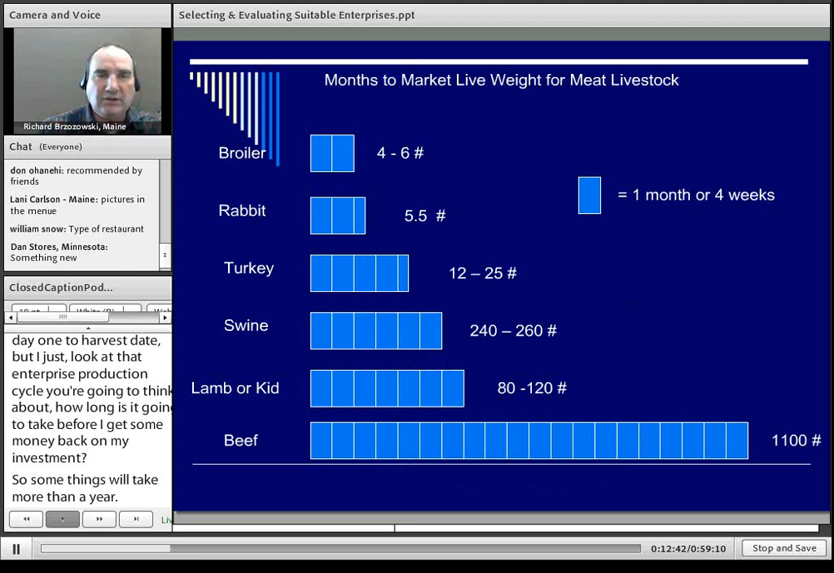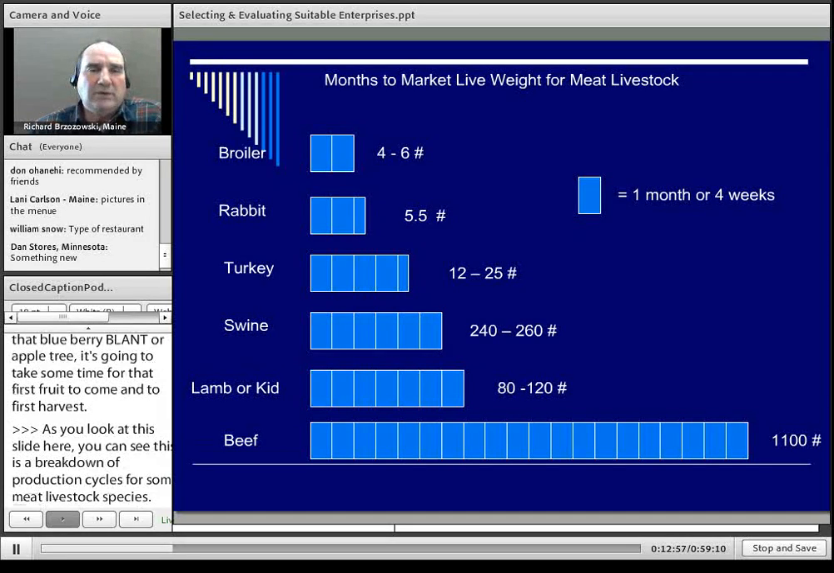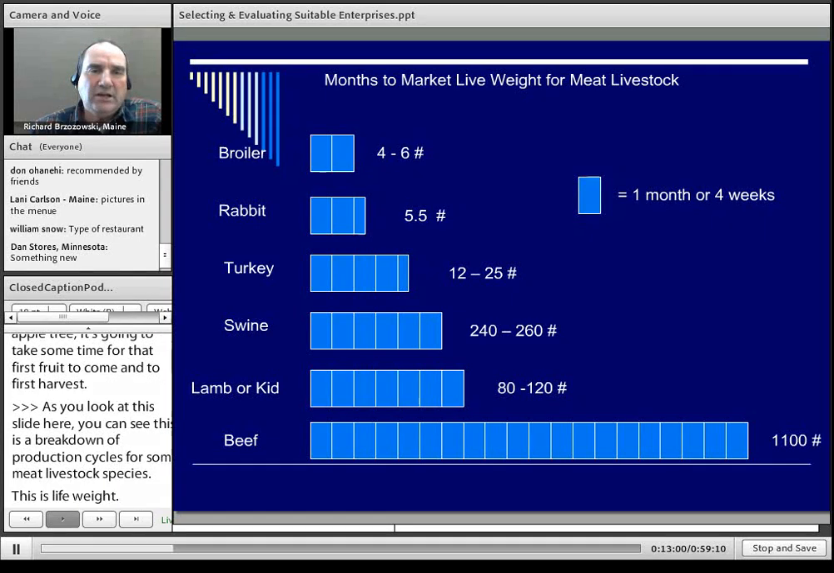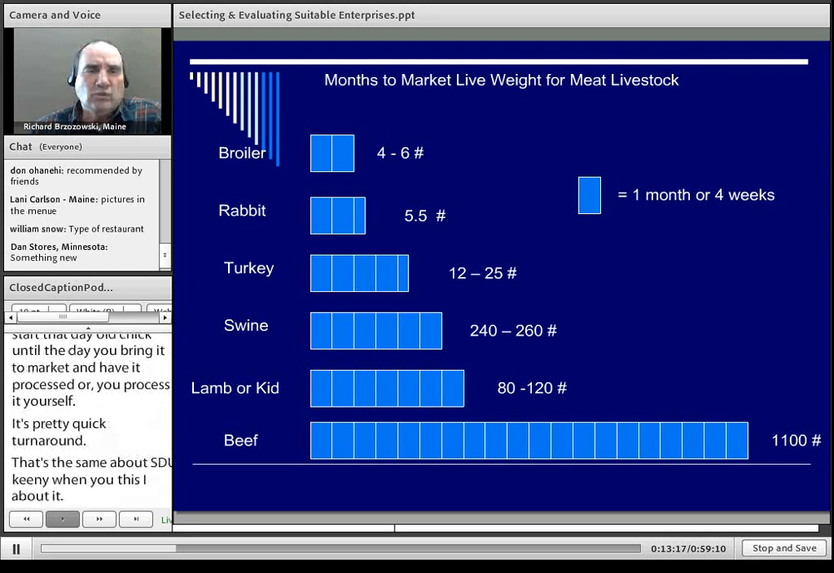As you look at this slide here, you can see this is a breakdown of production cycles for some meat livestock species. This is live weight. So you can see broilers will take about 8 weeks, 2 months, from the day you start that day-old chick to the day you bring it to market, have it processed, or process it yourself. It's pretty quick turnaround. That's about the same as zucchini when you think about it. When you plant your zucchini in Memorial Day weekend, it's ready to pick by the first part of July or the last part of June.